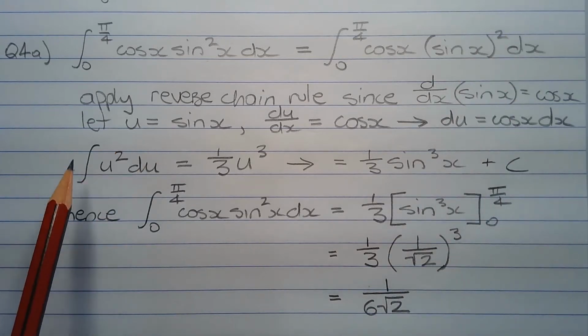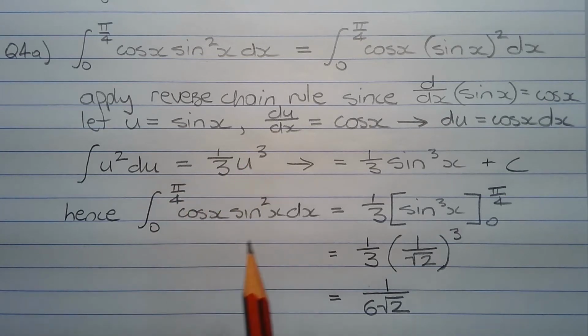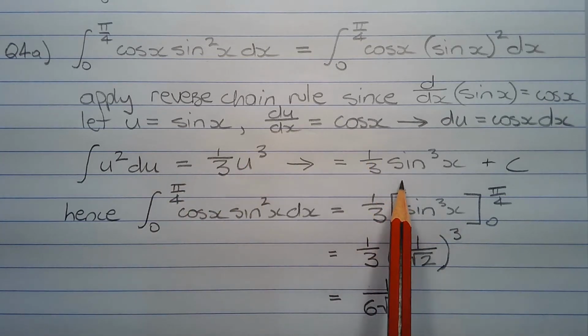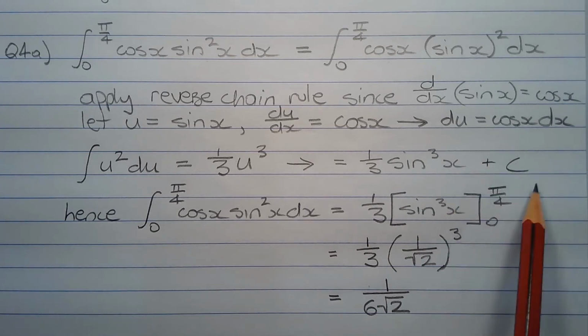So the integral of u squared du is equal to 1 over 3 times u cubed, and u is equal to sin x, so that equals 1 over 3 times sin cubed x plus the constant of integration c. But this plus c won't be needed since it's a definite integral we are dealing with.